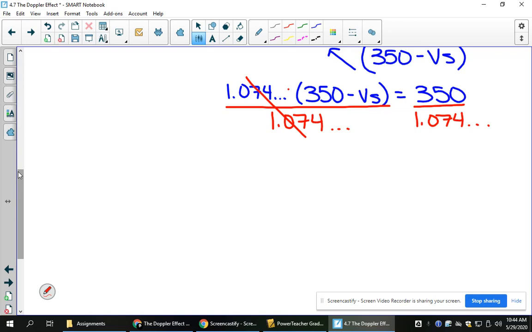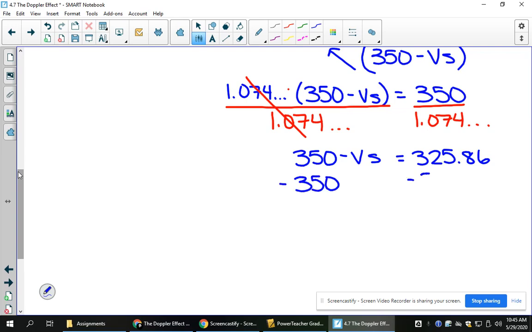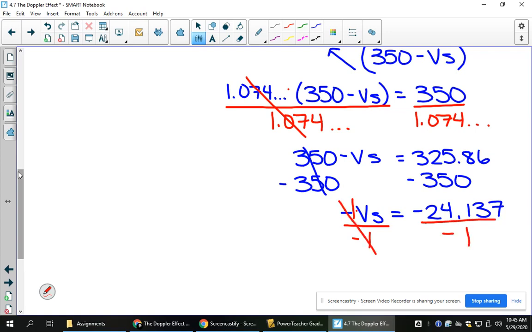Let's find our work here. Okay, so 350 divided by that, I'm getting 325.86. On this side, I've just got the bracket left. Now my ultimate goal is to get VS by itself. So if I've got 350 in front here, I can minus it. But keep in mind, this gives me negative VS equal to negative 24.137. Now, what's the algebra to get rid of the negative? You can just drop it, but you need to understand why. It's really a -1 multiplying by VS. So if I want to get rid of it, I would divide both sides by a -1.